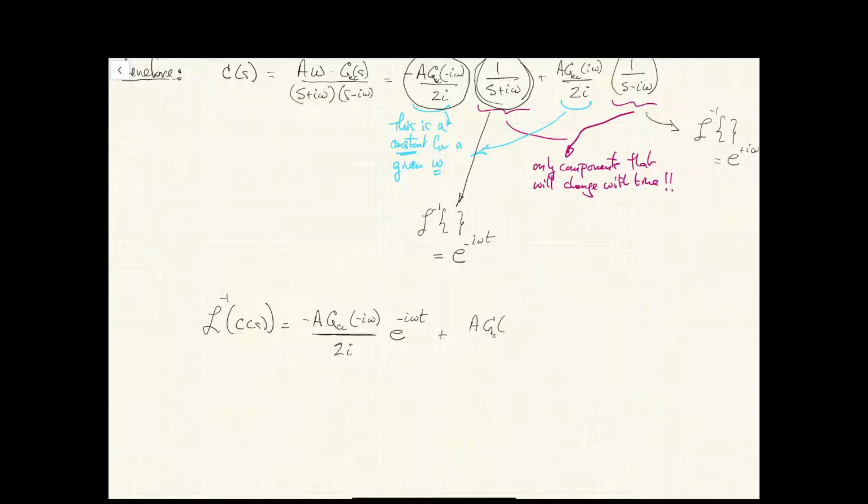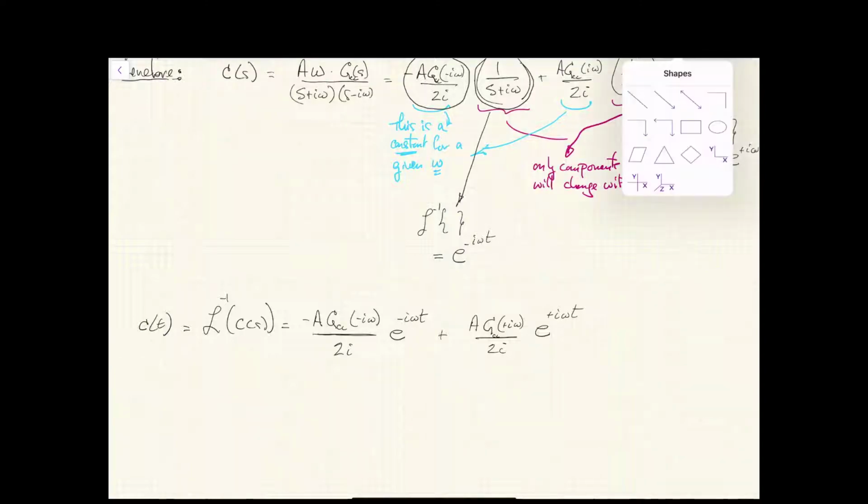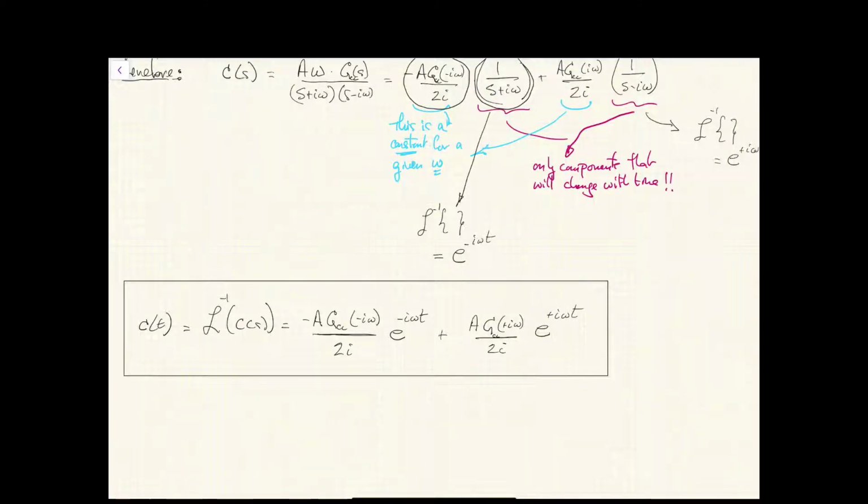A G plus I omega divided by 2I times e to the plus I omega t. Okay, and this is equal to the physical response of the system in the time domain now. So this is how the system responds in the time domain to the input R of t.